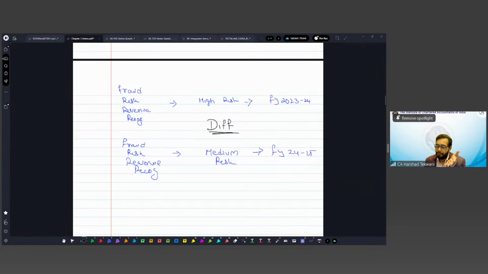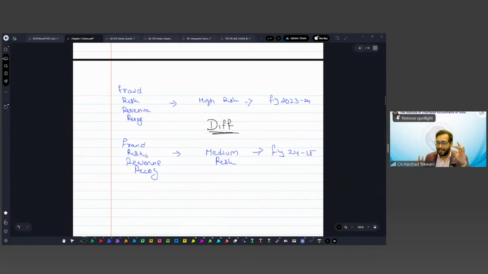There exists a risk of material misstatement in both years, but financial statement material misstatement is higher in the case of the first year, that is 23-24. Sir, Ayush, you are absolutely correct. Sir, I'm not exactly getting what the question actually is.